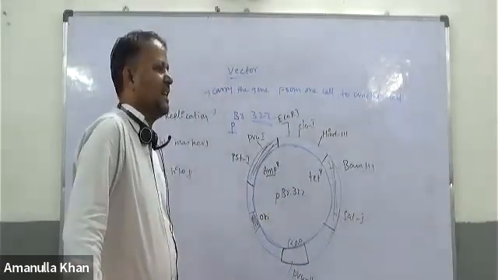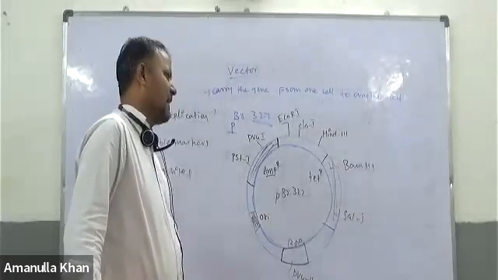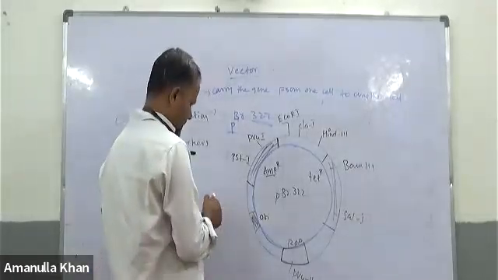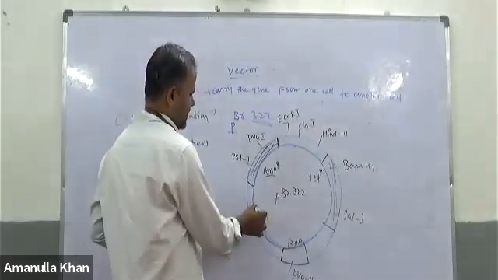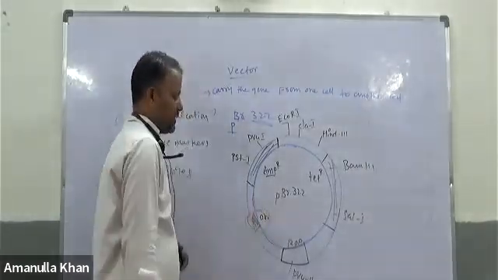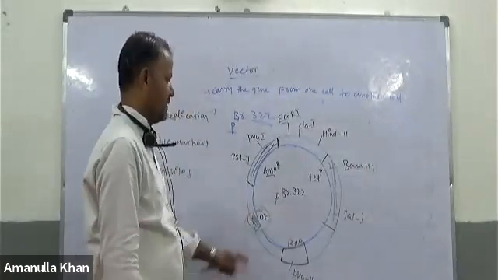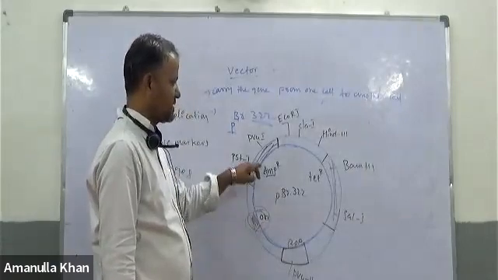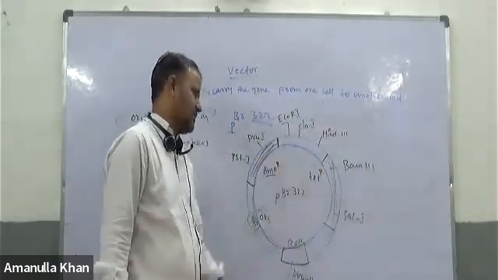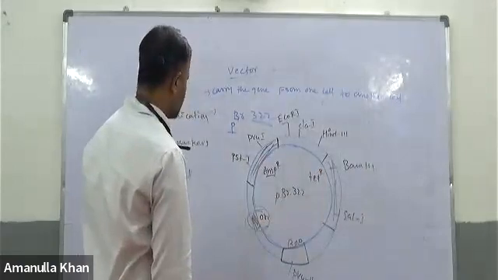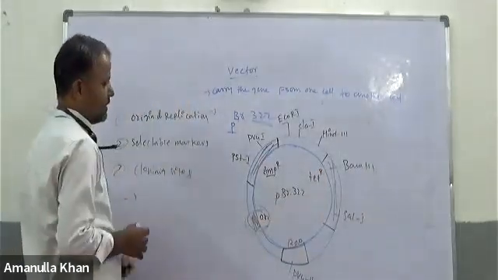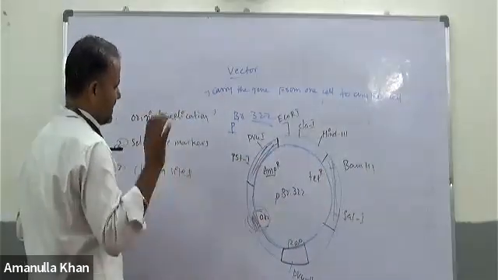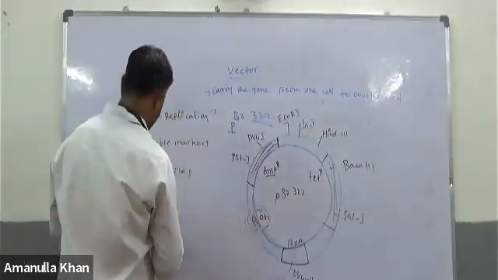When alien DNA or foreign DNA is ligated, at which region? The ori region. Because this ori region has replication capacity, or replication ability. This ability is not present at other regions. Only the origin of replication has this replication capacity. That's why foreign DNA or alien DNA is ligated at the ori region.